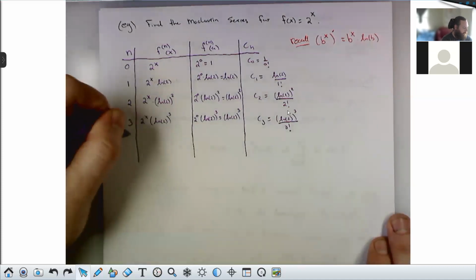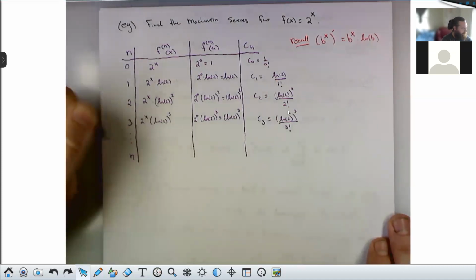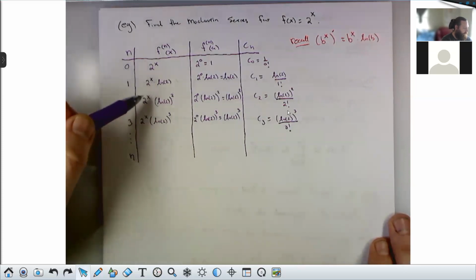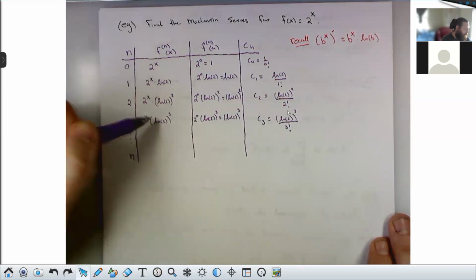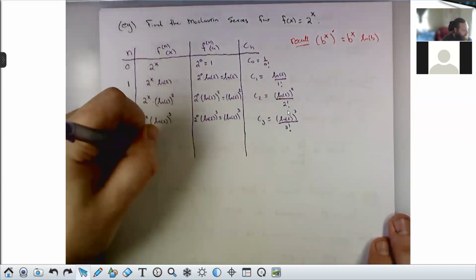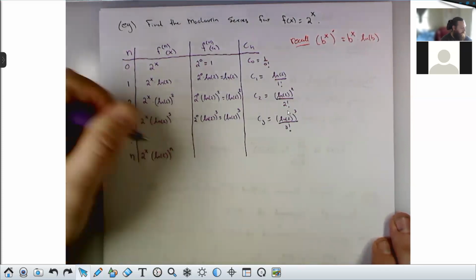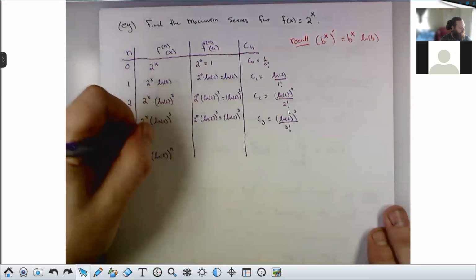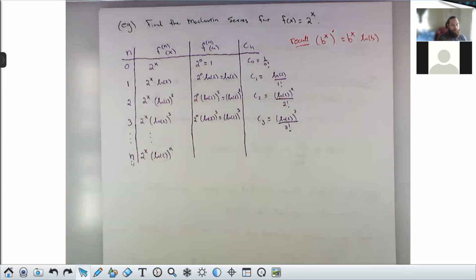So I'm looking for patterns in these columns. The pattern I see here, 2 to the x, 2 to the x log 2, 2 to the x log 2 squared, 2 to the x log 2 cubed. If I were to differentiate n times, I would get 2 to the x times the natural log of 2 to the n. The 2 to the x always stays, and every time you take a derivative, you just get another copy of ln2.